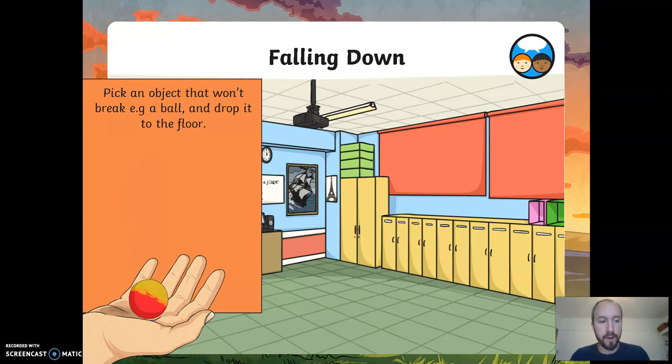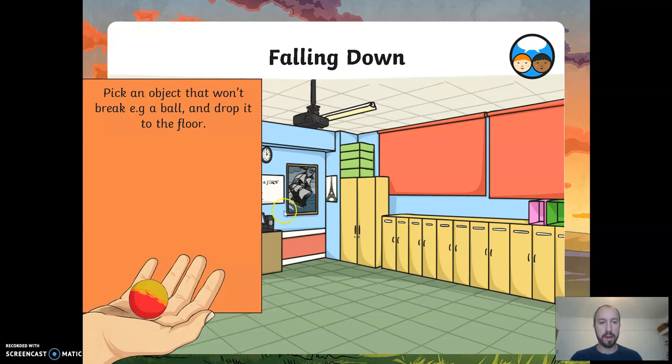So try and find in your house an object that if you drop it, it won't break. So a ball would be quite useful, or maybe a little pillow or something soft. Anything that you can drop that's not going to break or hurt or damage anything. Okay, I'll pause it there. See if you can find it. Okay, hope you've got something.